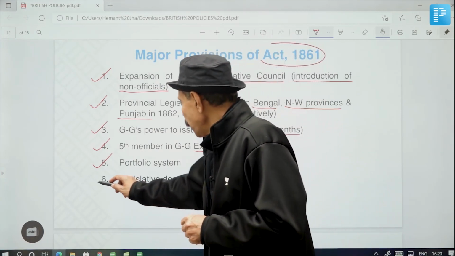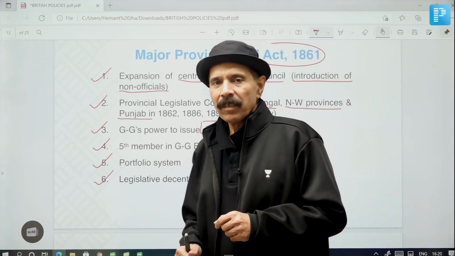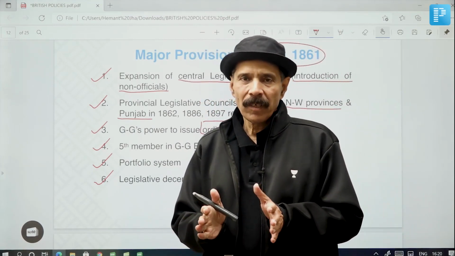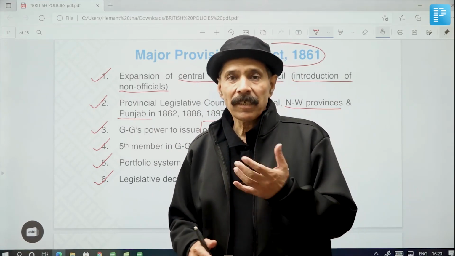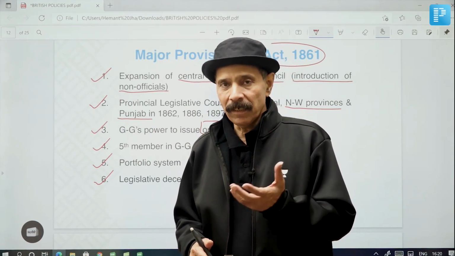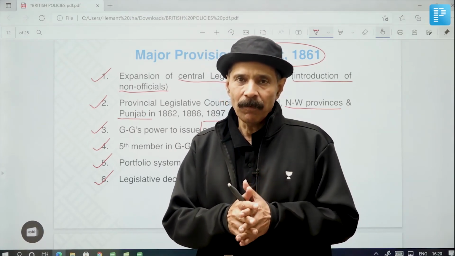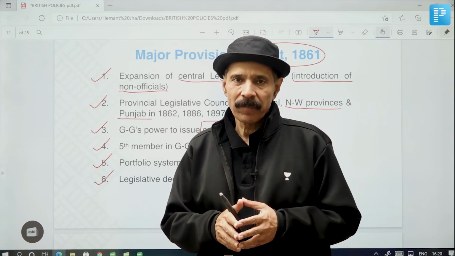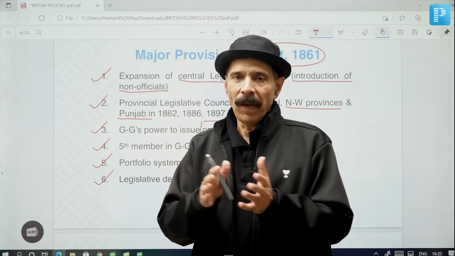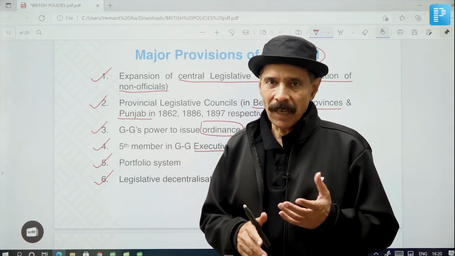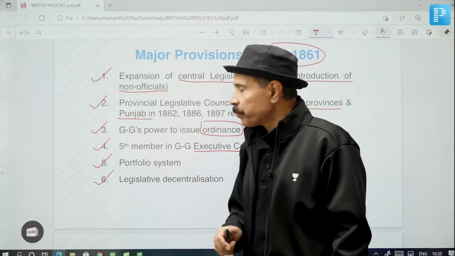And last one is legislative decentralization. So this act introduced legislative decentralization. Legislative centralization was introduced by Charter Act 1833, you have come to know. All major law-making powers vested in the center. But now, certain powers were given back to the provinces, and this refers to legislative decentralization.